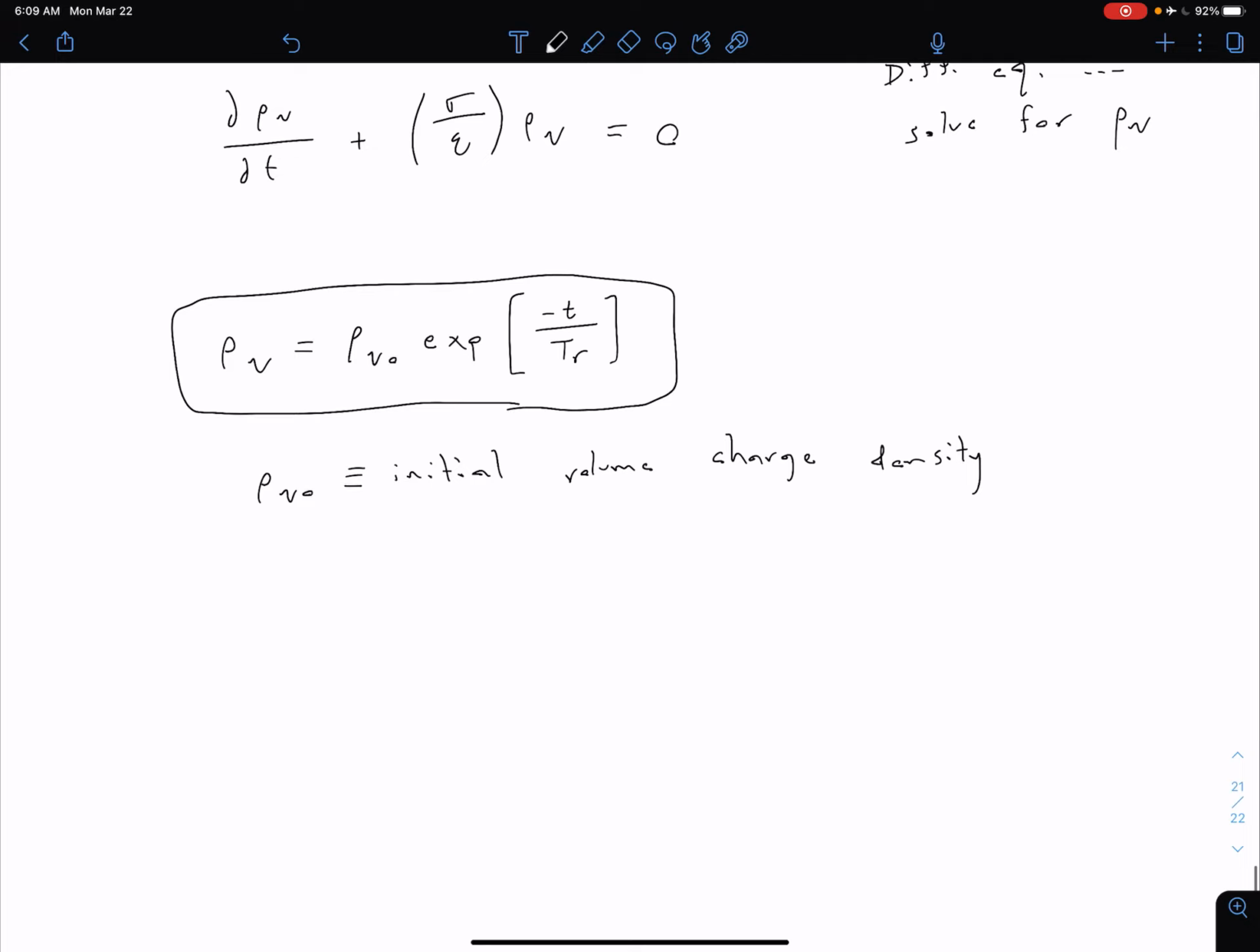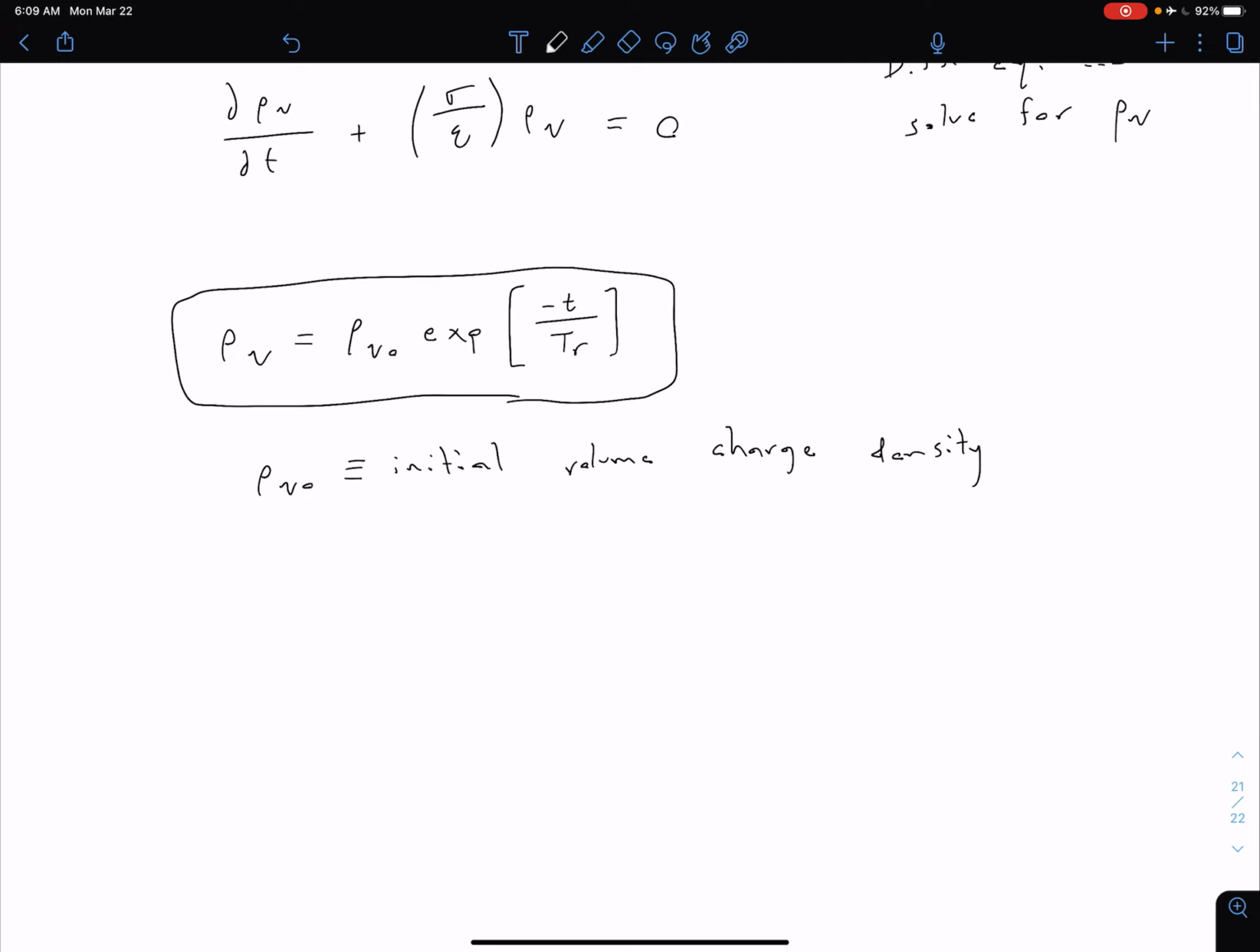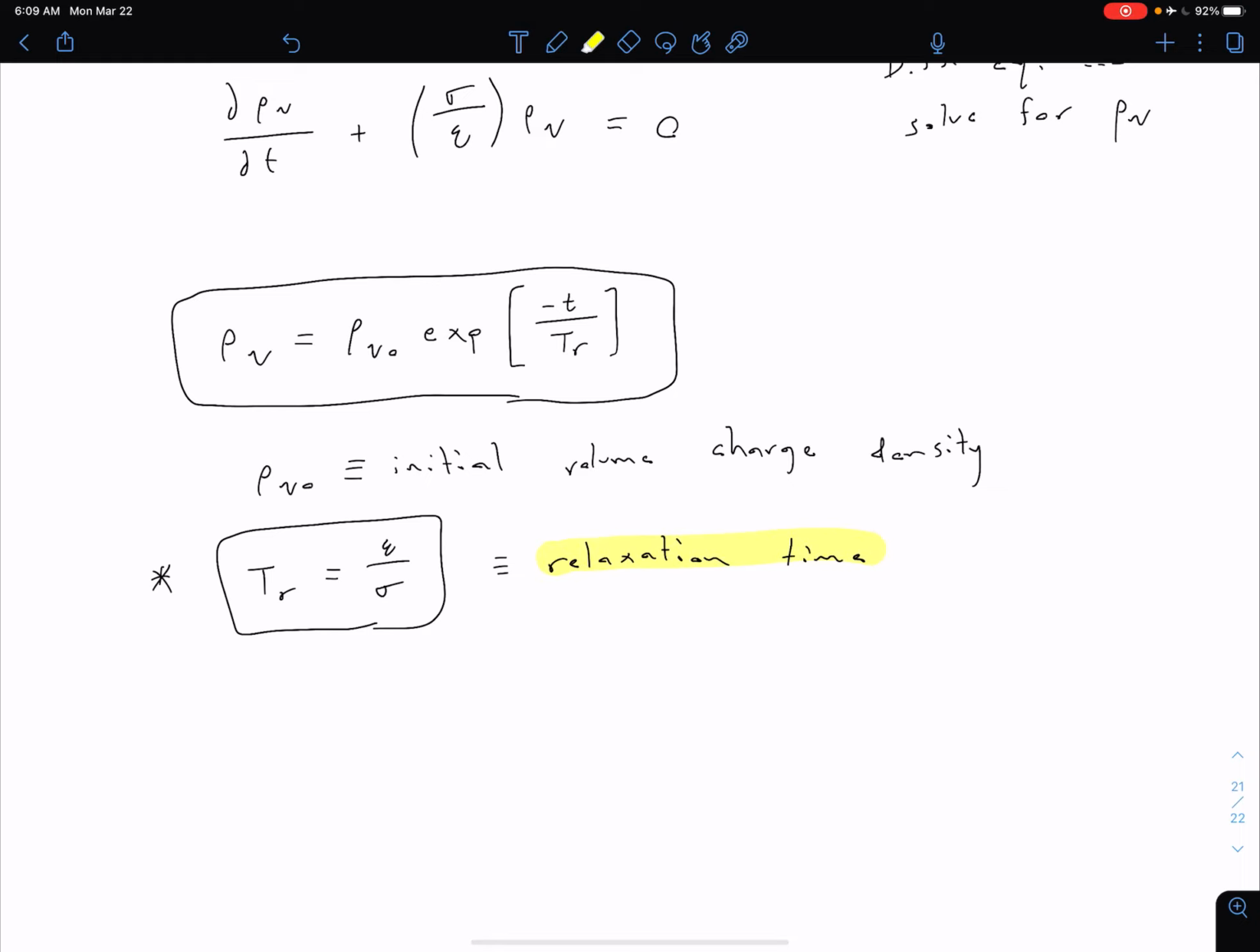So the next important quantity we're going to look at is that T sub r. That T sub r is going to be our relaxation time, a constant which is equal to epsilon divided by sigma. So we see it's dependent on our material properties, and this is our relaxation time. What we mean by relaxation time is how long does it take that charge in the volume to move to the surface?